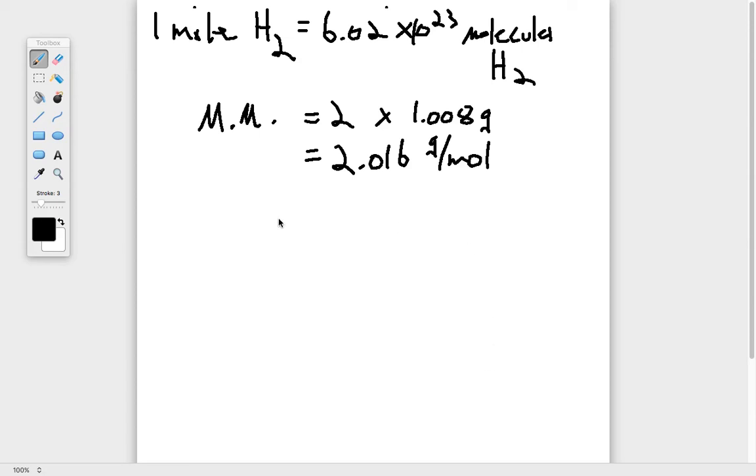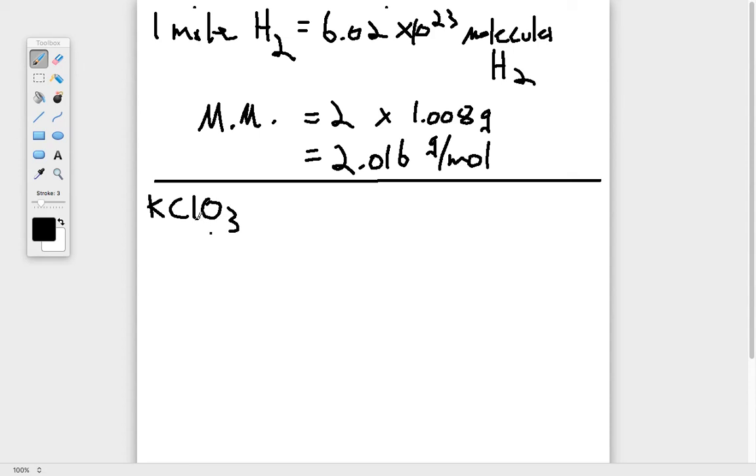I'm going to do one a little bit differently, and I'll show you conceptually how this works out. We'll talk about a different substance. This substance is KClO3. That's not an I, that's an L. KClO3. We're not talking about potassium, carbon, iodine, and oxygen. We're talking about potassium, chlorine, and oxygen.